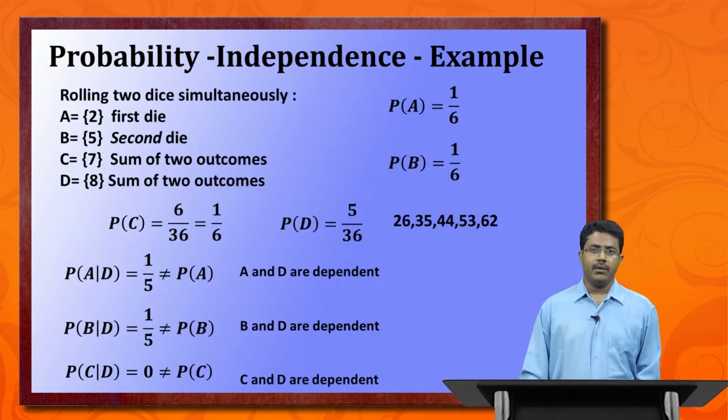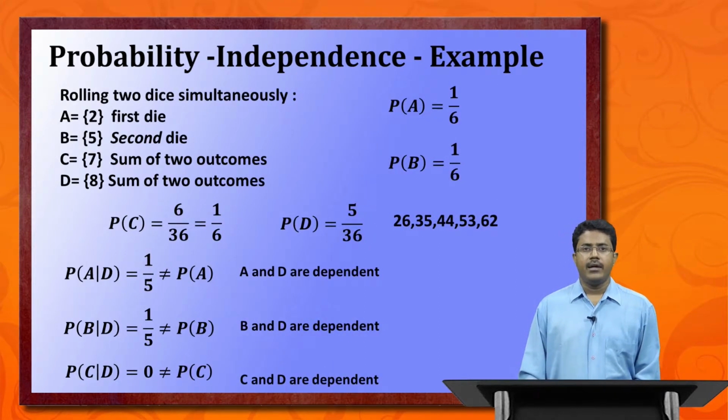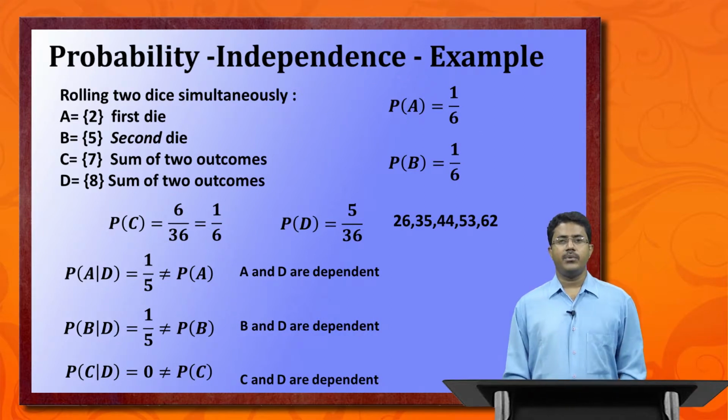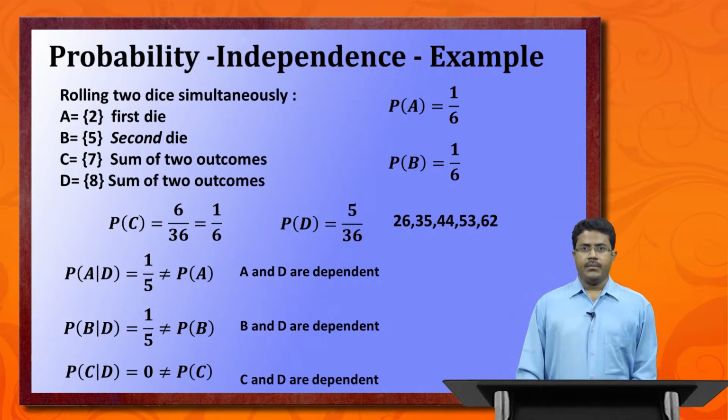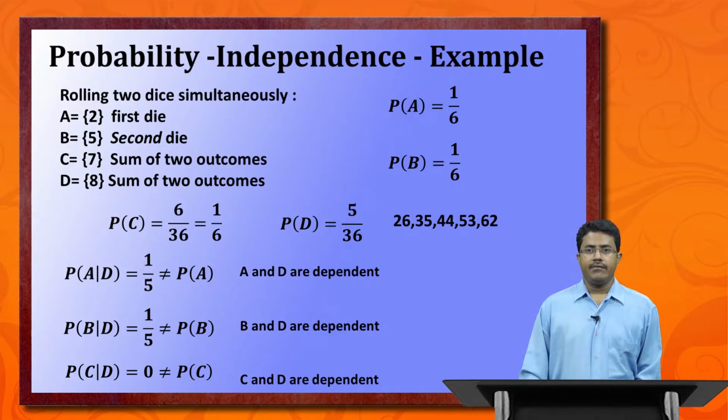We will take another example with the addition of a new event, D, which is the sum of the two outcomes equal to 8. Now P(A) equals 1 by 6, similarly P(B) is 1 by 6, and P(C) is 6 by 36, which we have already seen. For D, there are only 5 combinations: 2,6; 3,5; 4,4; 5,3 and 6,2. So the probability of event D is 5 by 36.